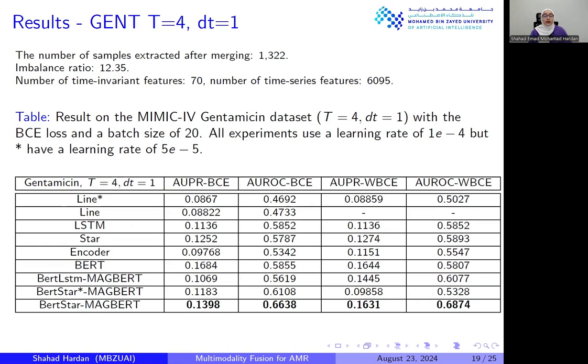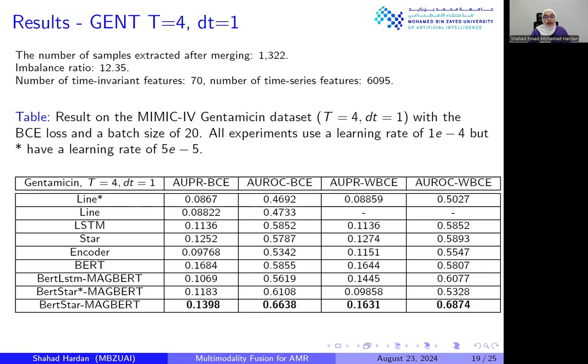So for that, we tested first using only one modality, either using the time invariant only, time series only, or the text only. And then we compared these results with the fusion techniques. For the comparison, we were using 2 different metrics, the AUPR and the AUROC. For our case, AUPR is really important because of the imbalance in our data.